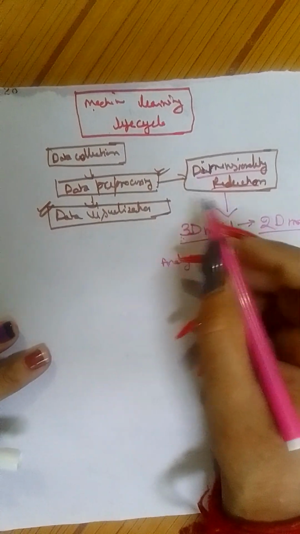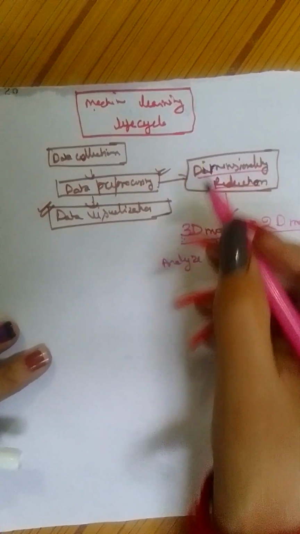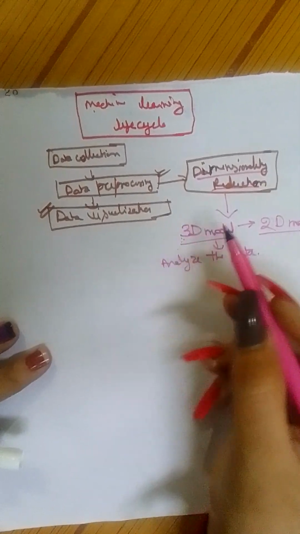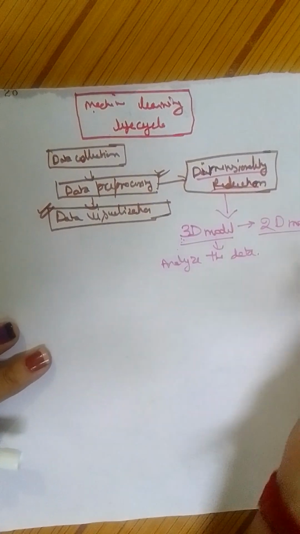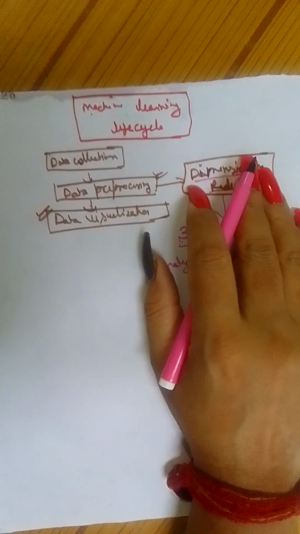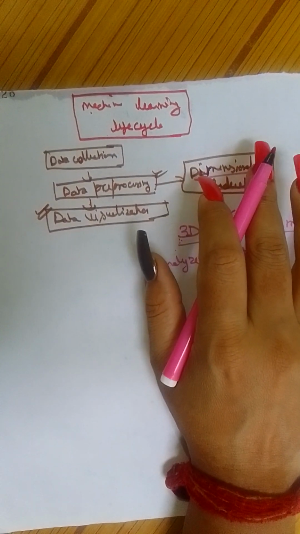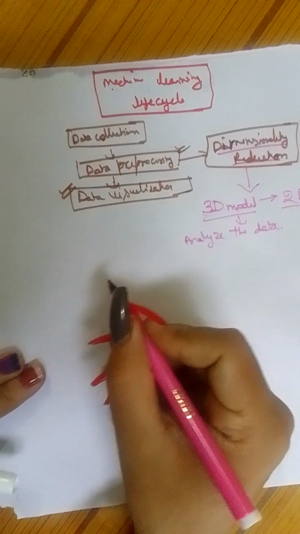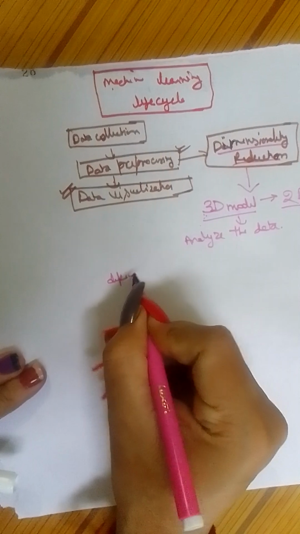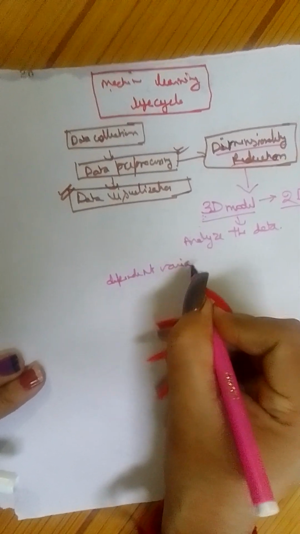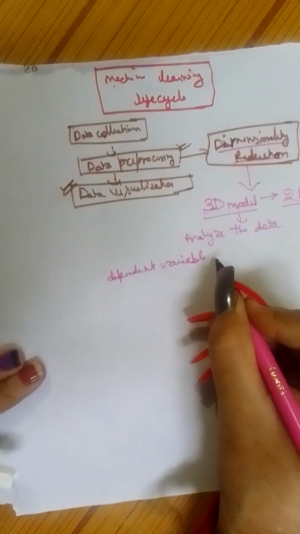So what data scientists do, when they collect the data, and if they see that data is in 3D, they convert that data from 3D into 2D. Now I'll give you an example of how they convert this 3D data into 2D data. So for example, there is a dependent variable. I am giving you an example of how they convert this.